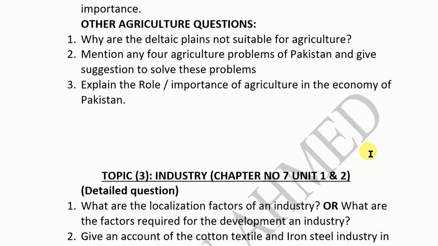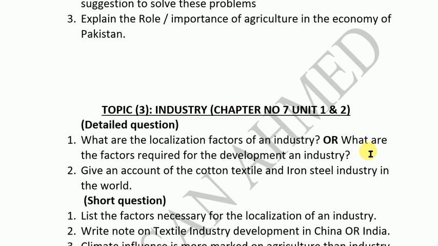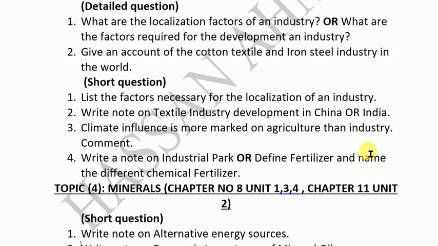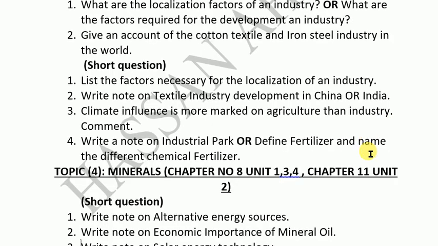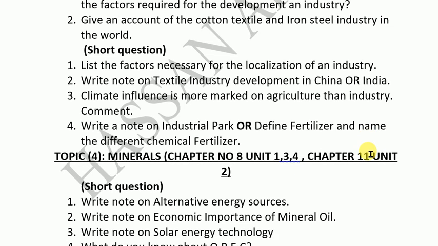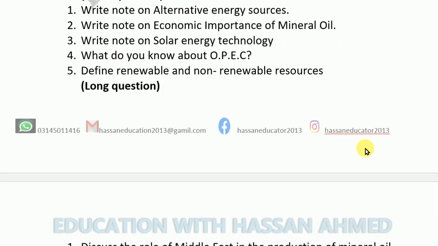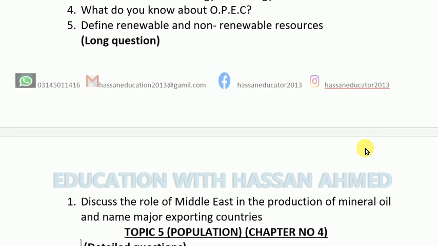And the third topic would be industry, from chapter number 7, unit number 1 and 2. The detailed or long questions will be: what are the localization factors of an industry, or what are the factors required for development of industry? And then we would have topic number 4, minerals, from chapter number 8, unit 1, 3, 4, and chapter 11 from unit 2. You can pause the video and see the questions or the topic from there.